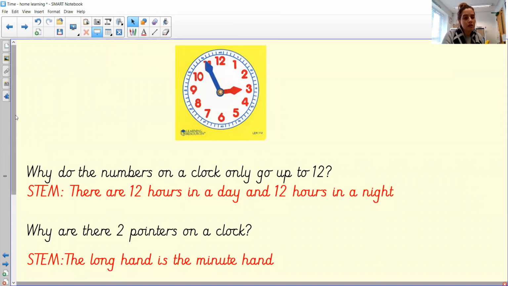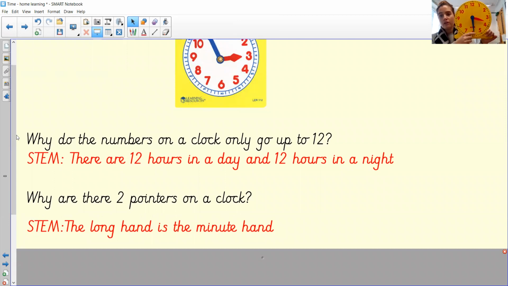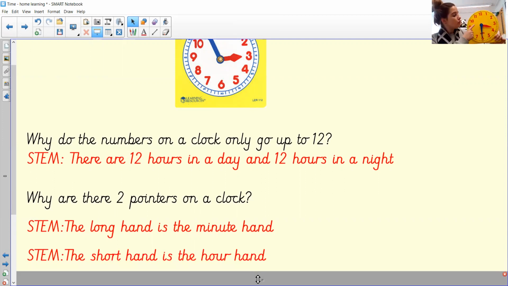Why are there two pointers on a clock? So the long hand, this blue hand here, is what we call the minute hand. And the short hand, this red hand here, is the hour hand. So if we go back, this is 4 o'clock, and it's telling me that the hour is 4, and this is the minute hand, and it goes to the 12, because when we go round the whole way, we have 60 minutes, and each of these pointers here represents 1 minute. Each of these sections here represents 5 minutes.